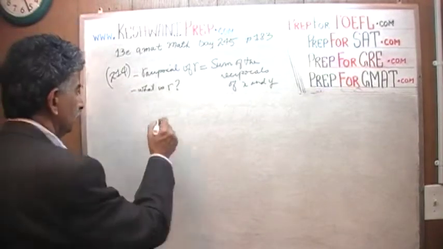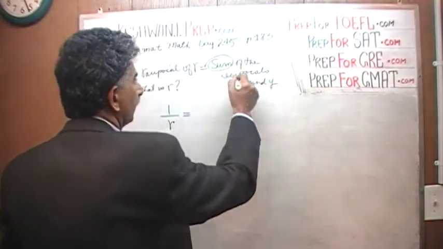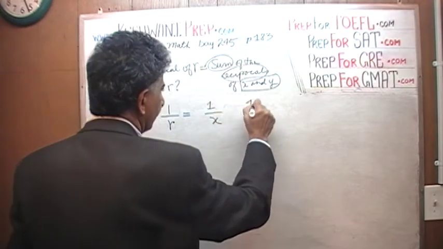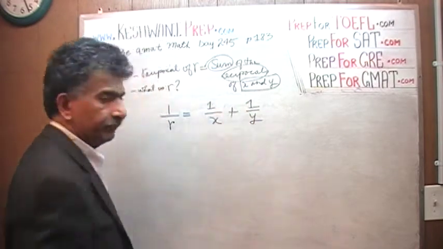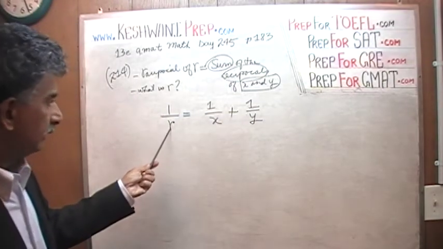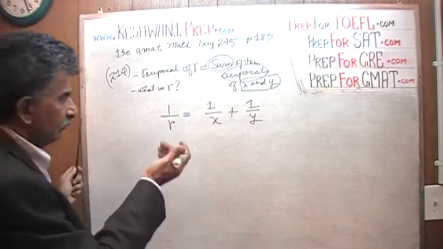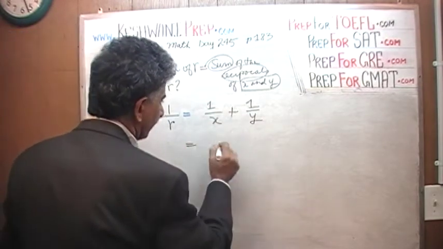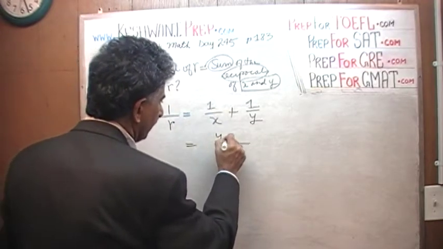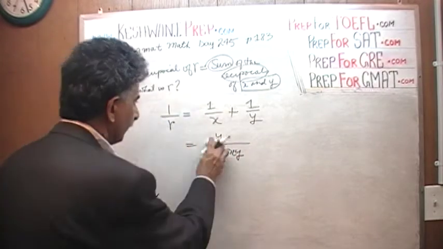We are told that the reciprocal of R equals the sum of the reciprocals of x and y. So here is the reciprocal of x, here is the reciprocal of y, and that's their sum. You just have to solve for it. So the common denominator of x and y is x times y. xy divided by x is going to give us y. xy divided by y.